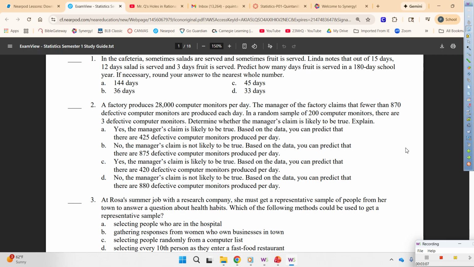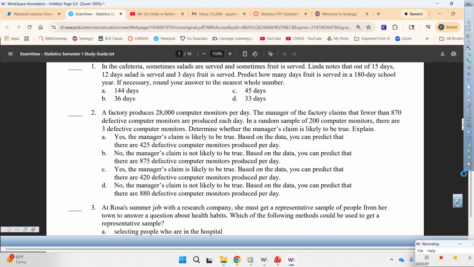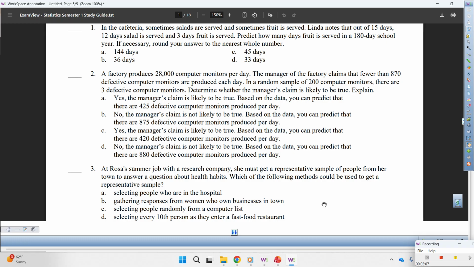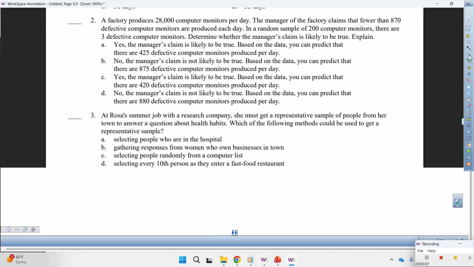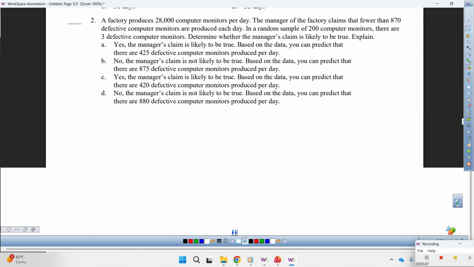Number 2. It reads, a factory produces 28,000 computer monitors per day. The manager of the factory claims there are fewer than 870 defective computer monitors produced each day. Tell your neighbor, what ratio are we going to write for that so far? How do we write that as a ratio?